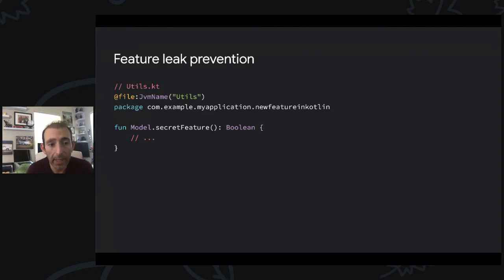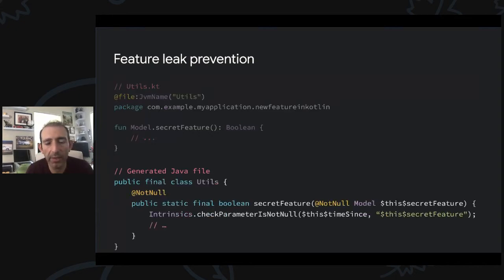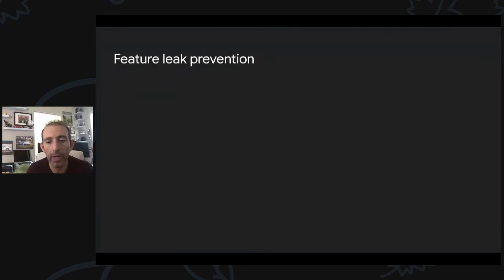The same is also true for method names. In this case, because of how the Kotlin compiler works, it still needs to check the parameter if it's not null, and this basically means it needs to add the secret feature name with the $ signs added into a check. And with this, again, you will be leaking the feature. But how can we prevent that?